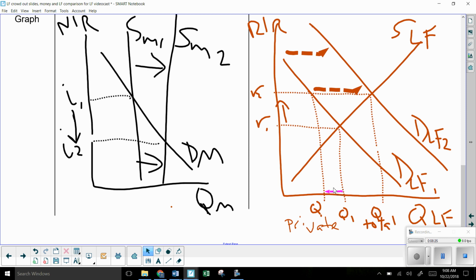And then that increase in interest rate causes the private demand for loanable funds, which has not shifted, but the higher interest rate causes the private demanders of loanable funds to say, wait, we don't want to borrow as much.